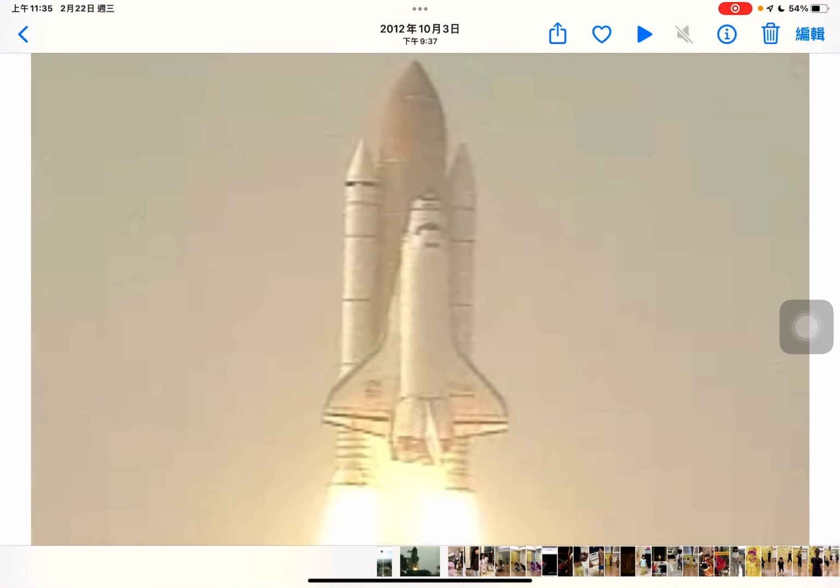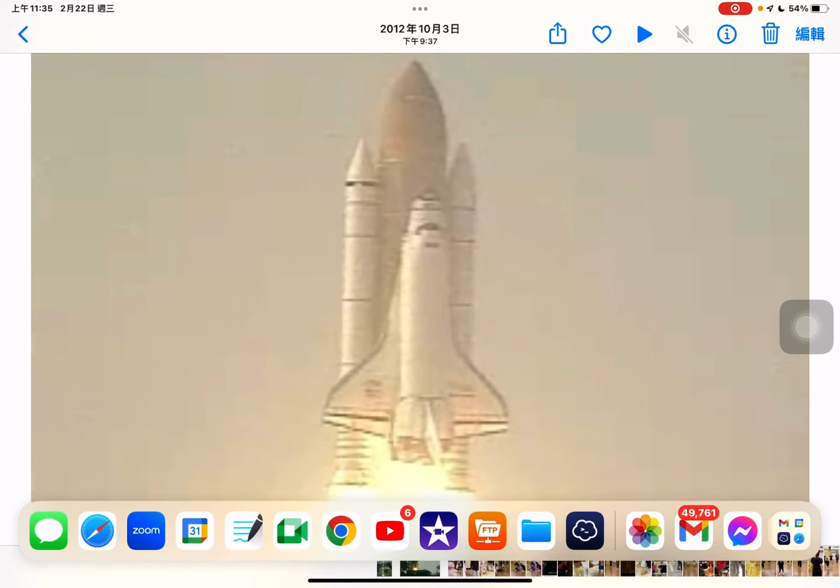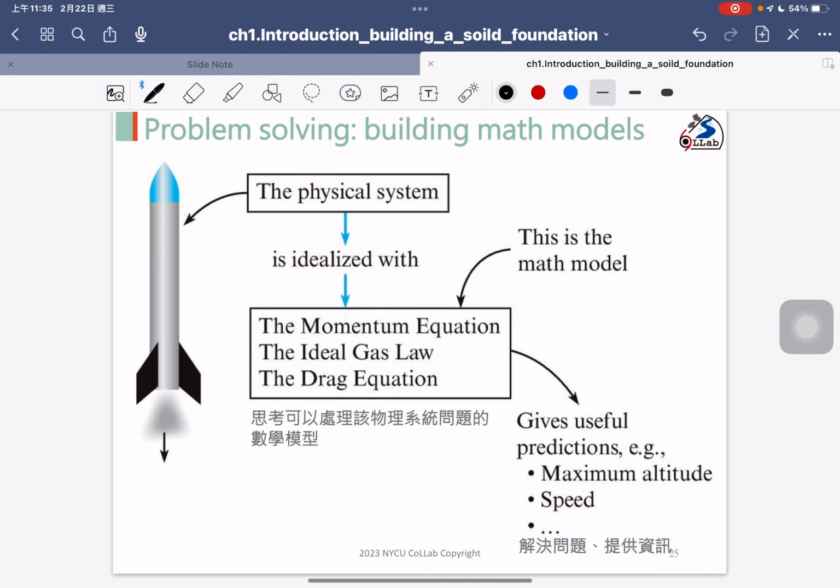So it's very difficult to design, and if we see the problem, and then we go back to see the system described in the slide. So this is our rocket, and this is our physical system. The important thing here is that we're trying to build the mass model. So how many mass models will we use in rocket problems, the rocket system? I show three equations here.